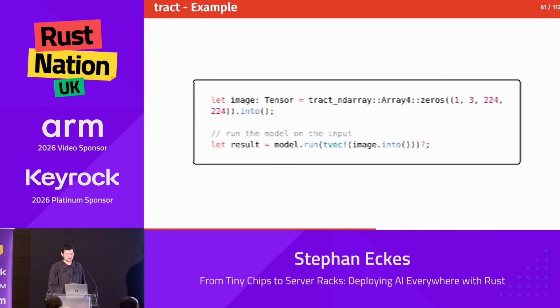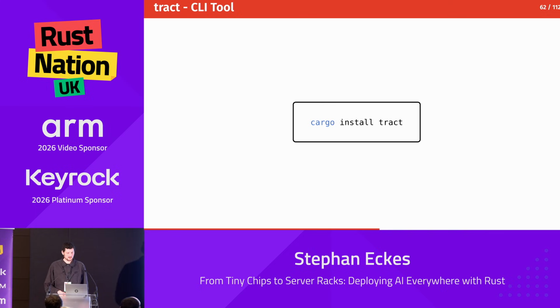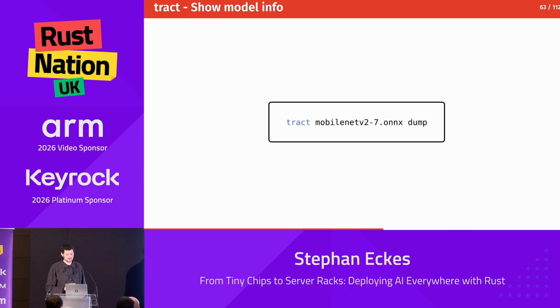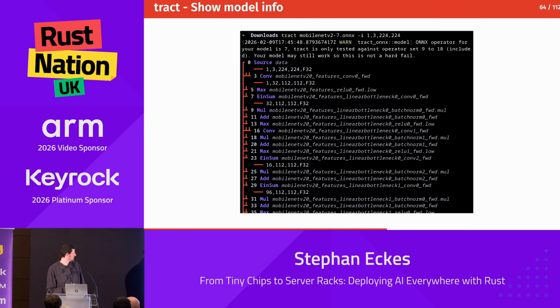So here we have also support for ND array, and then you have this model run. Very easy, and it just works for a lot of models. All right, and the CLI tool, cargo install tract, you can just run the CLI tool, and then you have this dump command. So here we check out MobileNet, the ONNX model, and with the dump command, you will see all the contained layers and the architecture in the terminal.